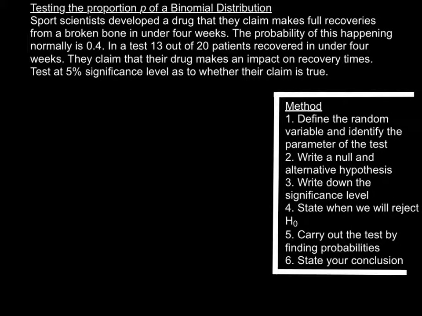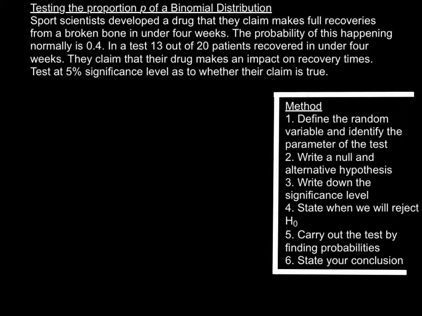We'll do this, and I'm going to show you the method of how these questions should be written out, and that's how you're expected to write out these tests. So, reading the question, sports scientists developed a drug that they claim makes full recoveries from a broken bone in under 4 weeks. The probability of this happening normally is 0.4. In a test, 13 out of 20 patients recovered in under 4 weeks. They claim that their drug makes an impact on recovery times. Test at 5% significance level as to whether their claim is true.